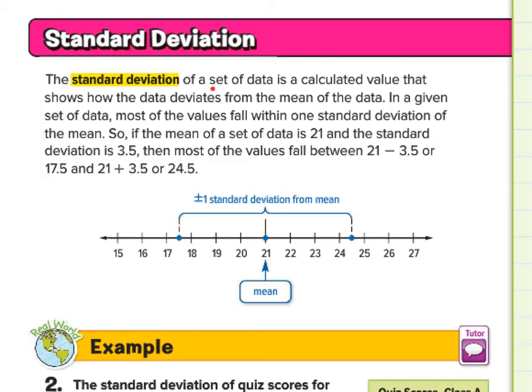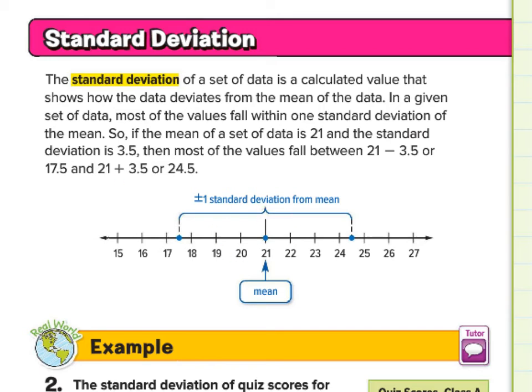The standard deviation of a set of data is a calculated value that shows how the data deviates from the mean of the data. In a given set of data, most of the values fall within one standard deviation of the mean. So, if the mean of a set of data is 21 and the standard deviation is 3.5, then most of the values fall between 21 minus 3.5 or 17.5 and 21 plus 3.5, or you could say 24.5, which means it will go up by 3.5 or down by 3.5.